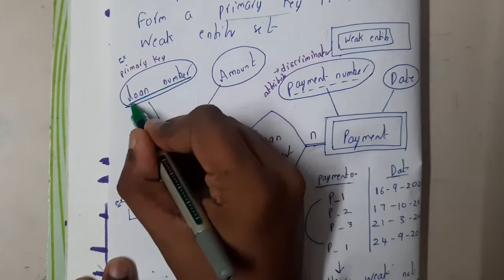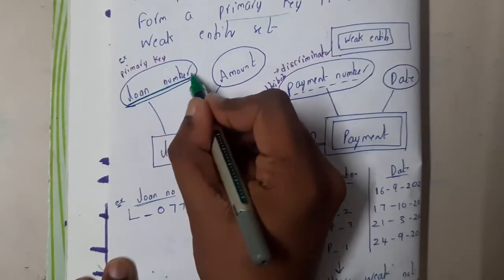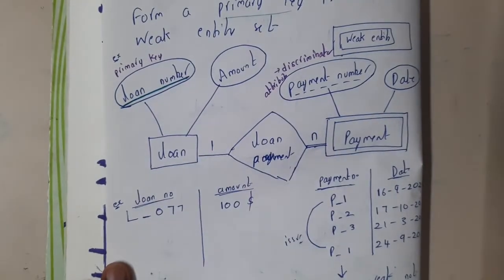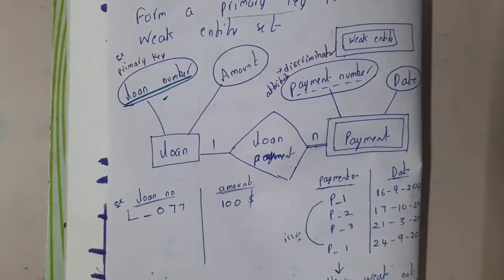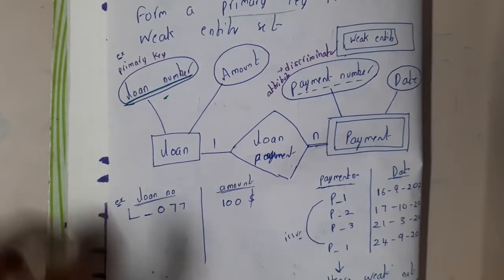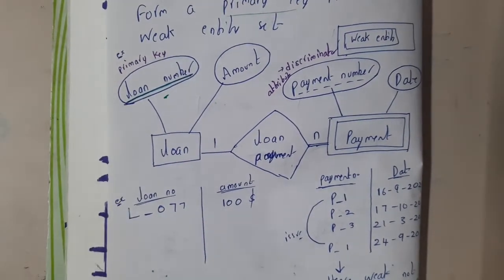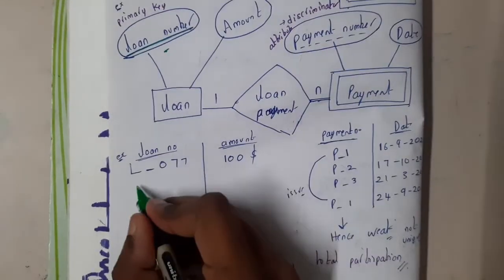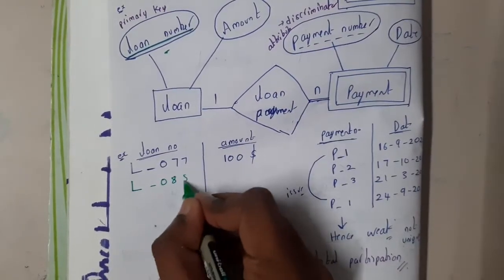Here loan number is underlined, right? So this is a primary key. Please remember this, guys, because this is the standard notation. Even in previous year question papers you can find this particular symbol, guys. Here we are having loan. So loan number will be 100% unique, right?